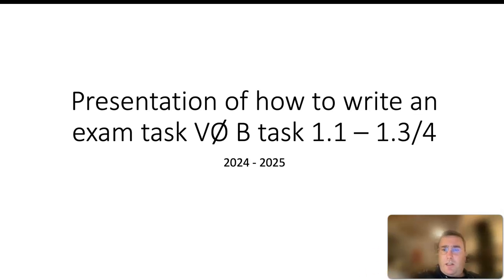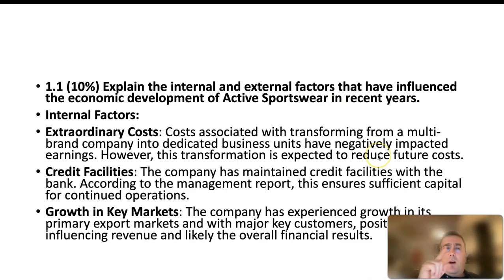But let's take this. Yes, 1.1, you're told to explain the internal and external factors that have influenced the economic development, in this case for a company called Active Sportswear, in recent years. What I would do, and you can do it differently, is focus first on internal factors. Extraordinary costs associated with transferring from a multi-brand company into a dedicated business unit have negatively impacted earnings.